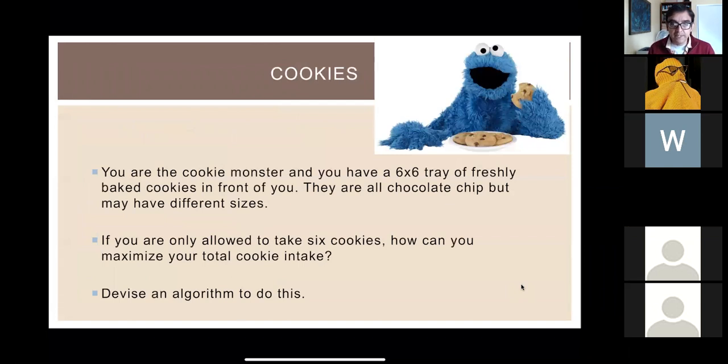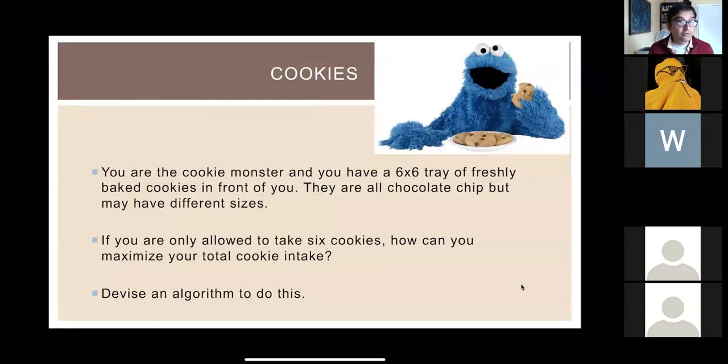And we'll start with this little example. So this is the cookie monster here, and you can see a picture of him with his plate of cookies. But in terms of the problem we're trying to solve, here's the problem. You are the cookie monster, and in front of you is this 6x6 tray of freshly baked cookies. Now they're all chocolate chip, and they're not exactly the same size. There are some discrepancies in size. Some of the cookies are small, some of them are large. Now you are allowed to take 6 cookies. Which 6 would you choose?